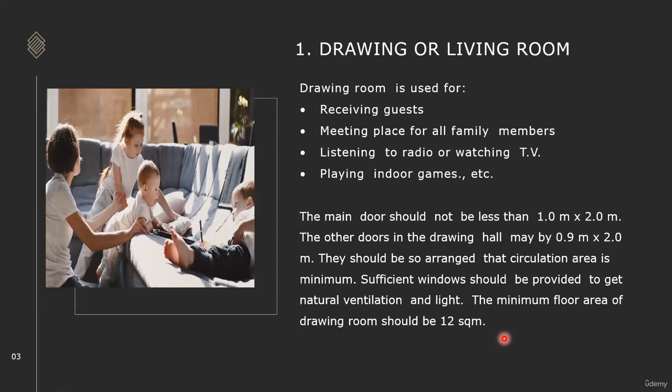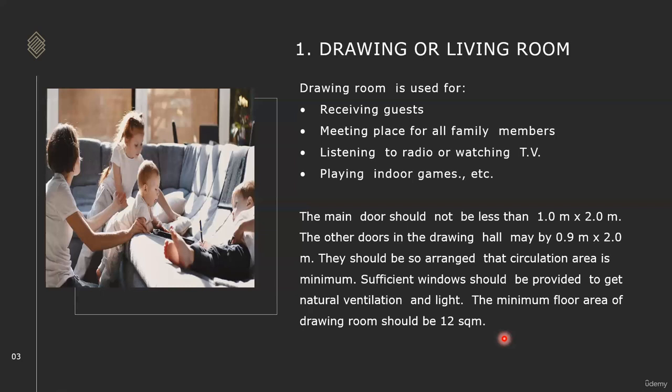And whatever the main door will be there, the main door will be attached to the living room only, or in most of the cases, or most of the plannings, the size of the main door is 1 meter by 2 meter, that is the minimum width. And whichever other doors are attached to the living room or the drawing room, that is 0.9 meter by 2 meters.